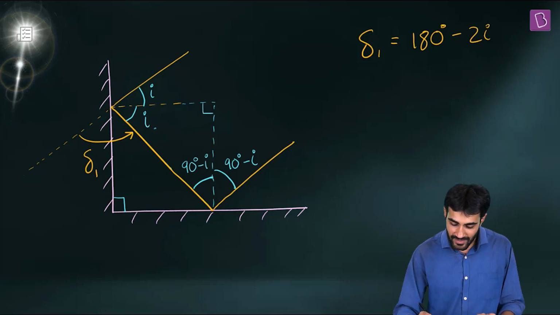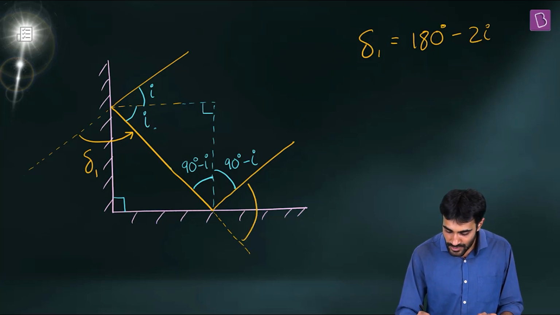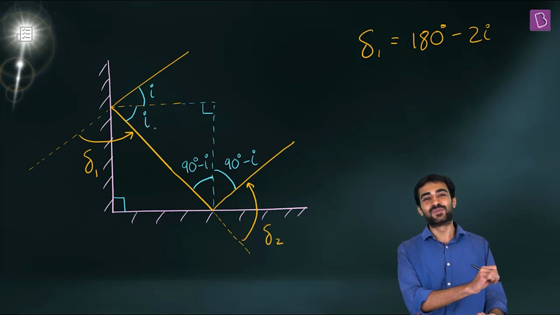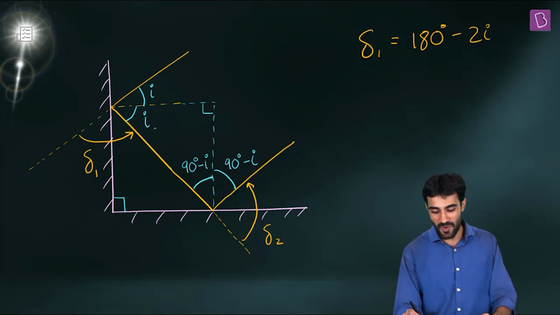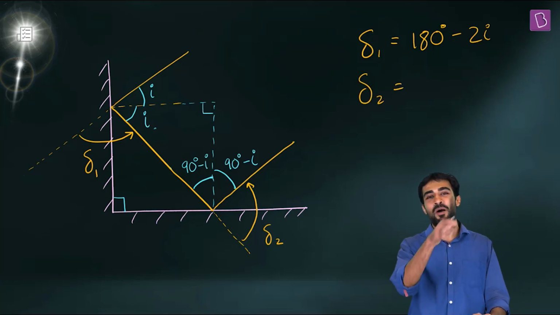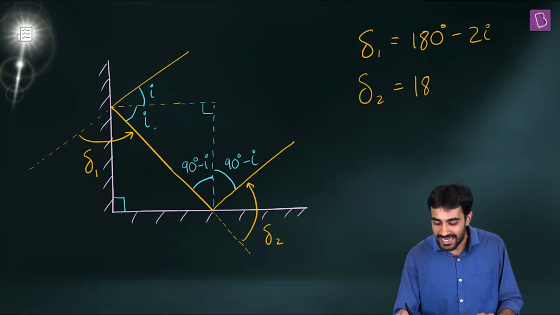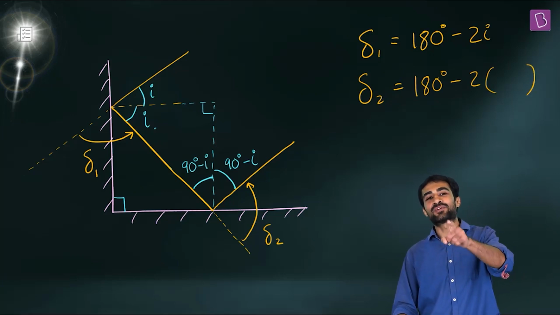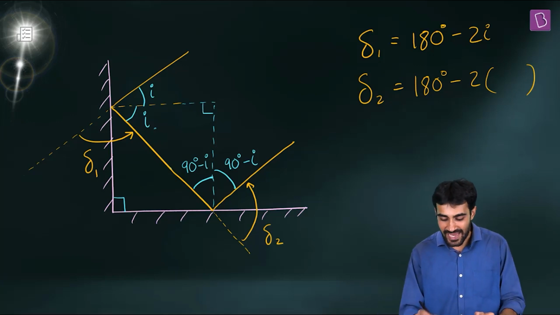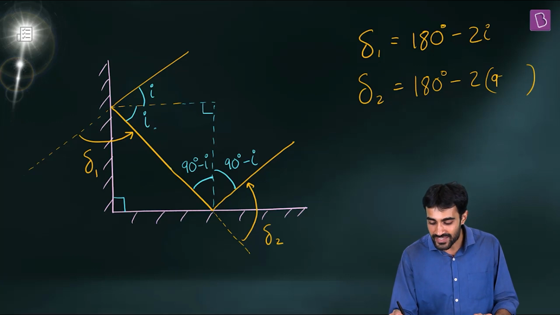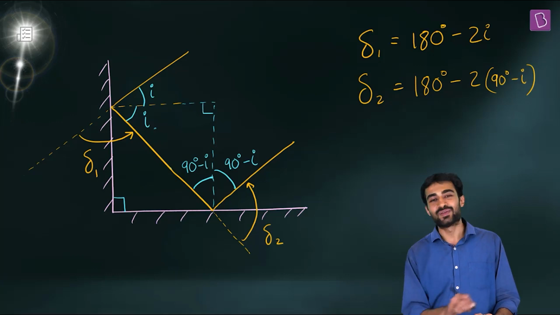Now let me draw the angle of deviation over here. This is the angle of deviation. Let me call it delta 2. Come on, you can tell me what is the value of delta 2. It is 180 degrees minus 2 times the angle of incidence. What is the angle of incidence for the second mirror? For the second mirror, the angle of incidence is 90 minus i. So here we will write 90 degrees minus i.